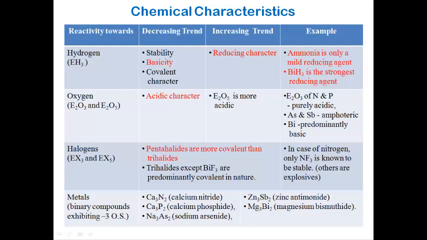So when we look at the oxides, the acidic character also decreases down the group. But oxides with a +5 oxidation state are more acidic compared to the oxides of the elements with +3 oxidation state. So E2O3 of nitrogen and phosphorus, where nitrogen and phosphorus are in +3 oxidation state, are purely acidic, and that of arsenic and antimony are amphoteric, and bismuth is predominantly basic.